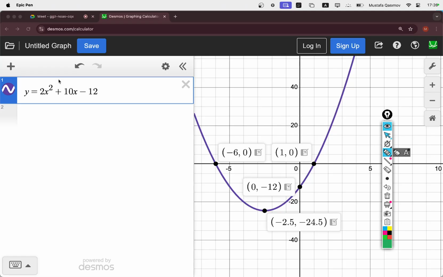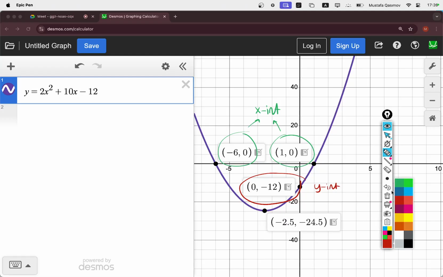These two are x-intercepts. This one is the y-intercept. And this one is the last one and maybe the most important. No, actually not the most important. All of them are important. And this one is the vertex.